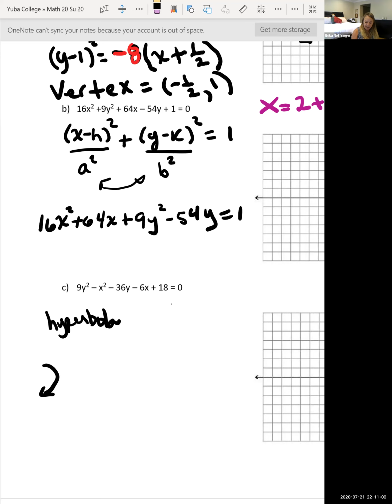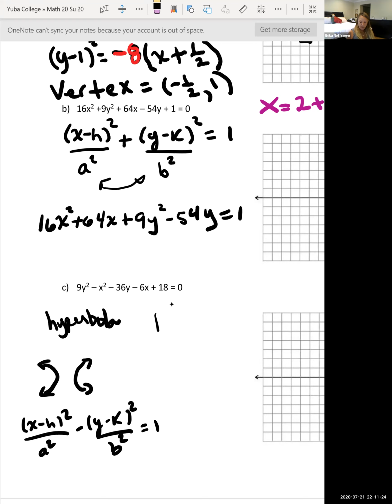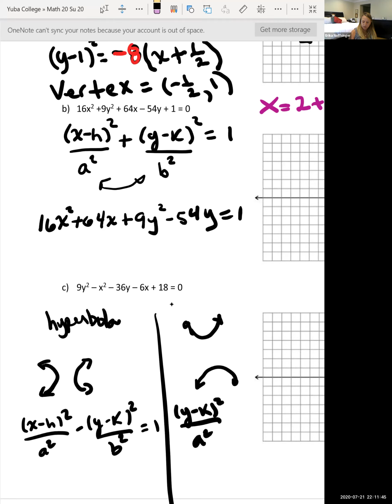And if that is the case, it's in the form of x minus h quantity squared all over a squared minus y minus k quantity squared all over b squared equals 1. If, when we rewrite it in this form, we see that the negative was in front of the x part, we would have y minus k quantity squared all over a squared minus x minus h quantity squared all over b squared equals 1.